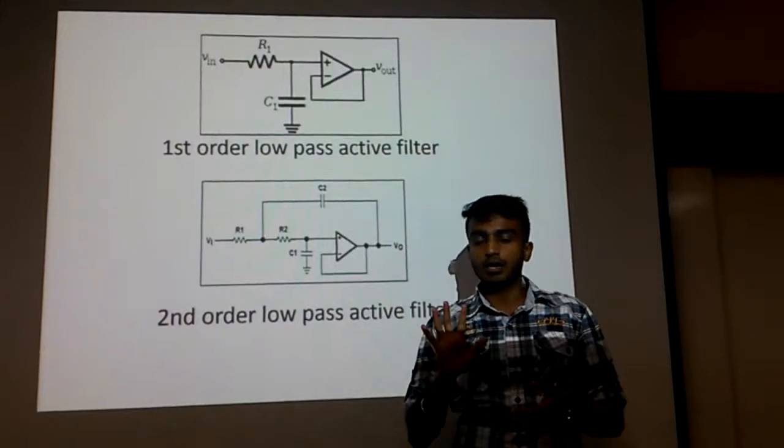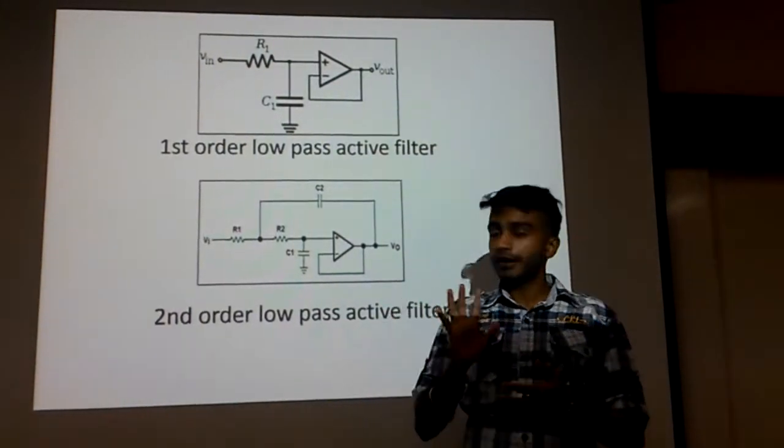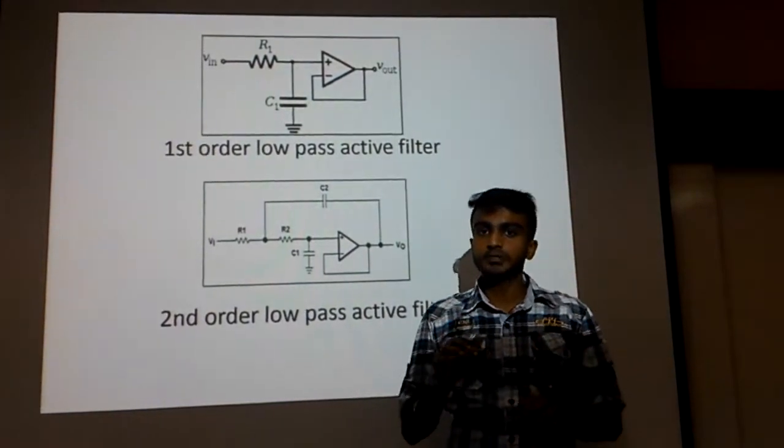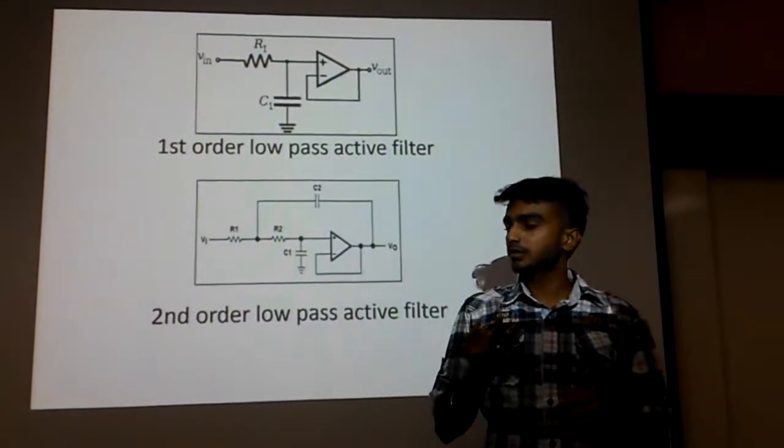Basically, now we have fifth order and 3 stages of the Chebyshev filter.